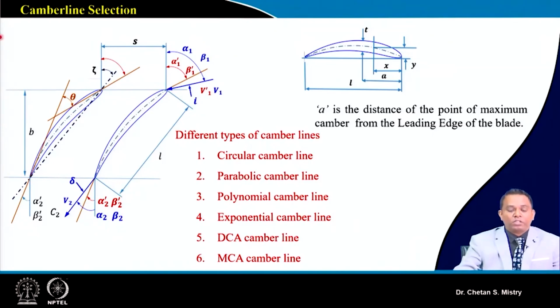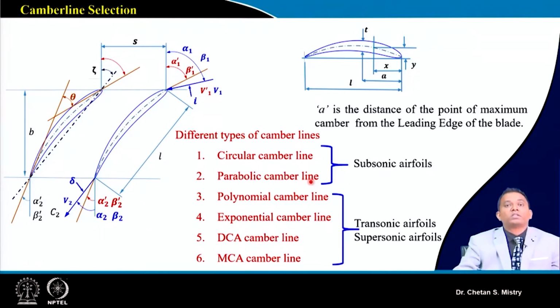If you recall, we discussed this when we talked about subsonic aerofoils, or subsonic compressor design, where we discussed the different types of camber lines: circular arc camber line, parabolic camber line, polynomial camber line, exponential camber line, DCA camber line, MCA camber line. The circular and parabolic camber lines are mainly used for subsonic aerofoils. Even double circular arc people started using, which we have also discussed.